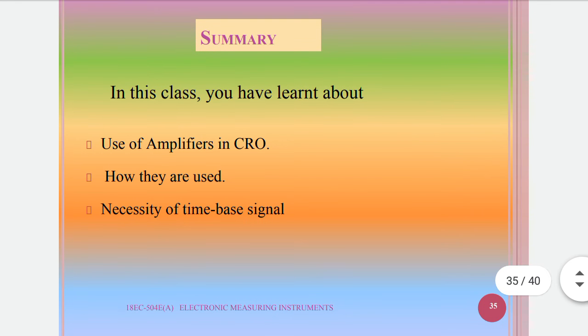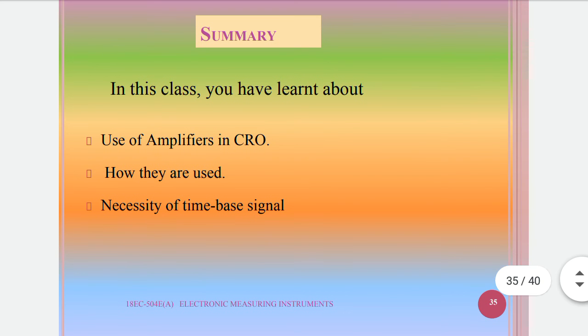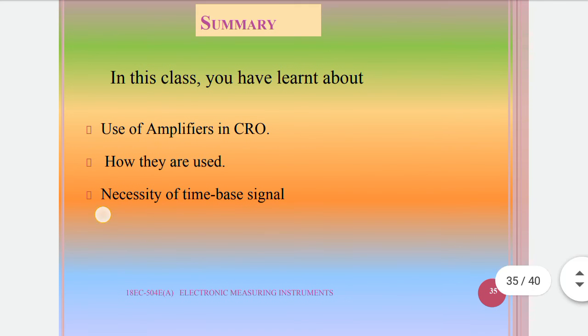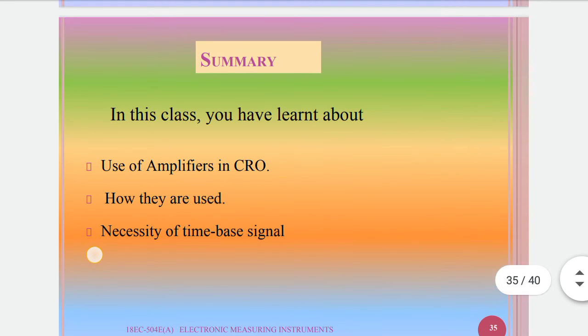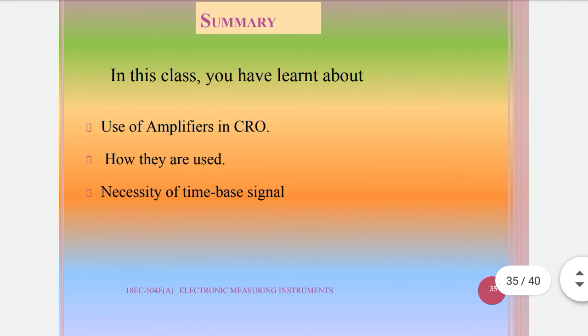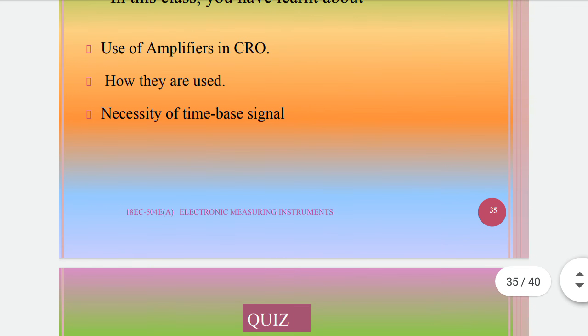So far we have discussed the time-based signal, the necessity of the time-based signal, and the use of amplifiers, that is, the horizontal deflection amplifier and vertical deflection amplifier, the horizontal deflection plates and vertical deflection plates, how they are used, how to give the input waveform to the CRO, and how we can get the waveform on a CRO screen.